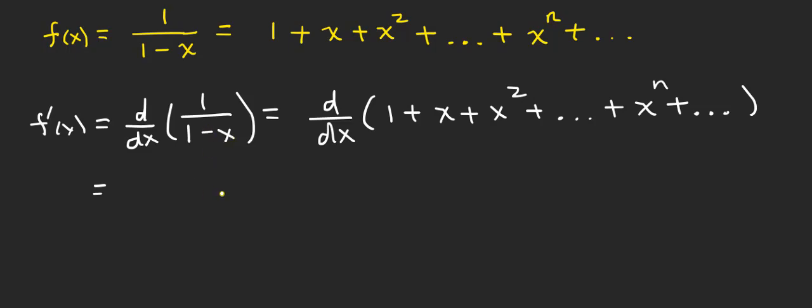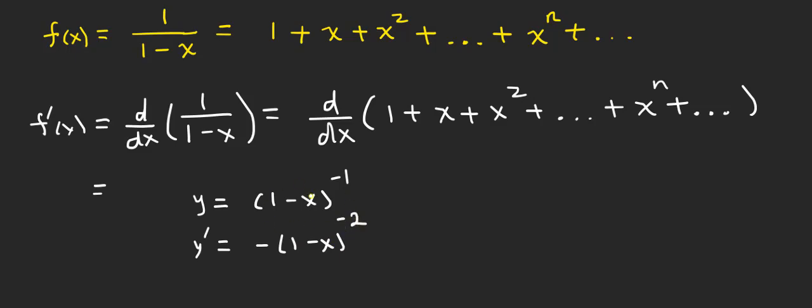So now, what is the derivative of 1 over 1 minus x? Well, let's rewrite this as quantity 1 minus x to the negative 1. Let's call this y. And what is y prime? Y prime will be negative times 1 minus x to the negative 2. Now, don't forget the chain rule. What's the derivative inside? Negative 1. So negative times negative is positive. You get 1 over quantity 1 minus x squared. So the derivative of that is 1 over quantity 1 minus x squared.